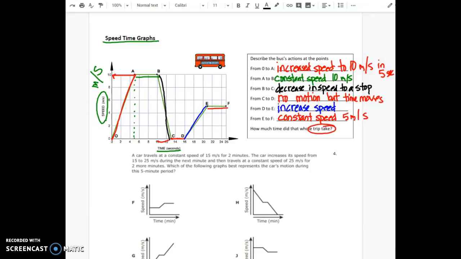How much time did that whole trip take? Well, we started at 0. We stopped at 25, so it took 25 seconds.